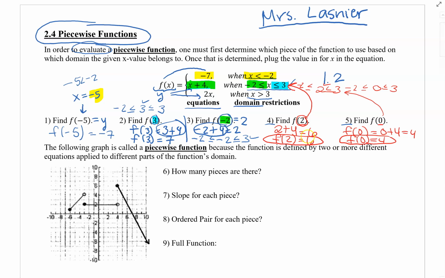So for number 4, the output when x is 2 is 6. This is because 2 is a number that falls within that second domain restriction. It's between -2 and 3. So I would plug it into this middle piece, x plus 4, plugging in 2 for x. So I get 2 plus 4, which is 6. For f of 0, again, I would use the middle because 0 is also a number between -2 and 3. So it fits within this middle domain restriction. I would use that middle piece to determine f of 0 by doing x plus 4, plugging in 0 for x. So 0 plus 4 is 4. So my answers were 6 and 4.